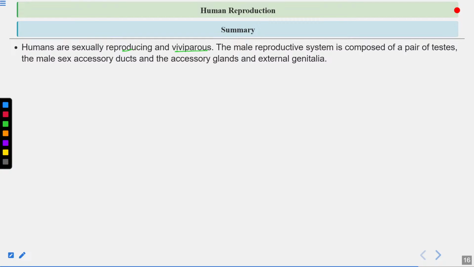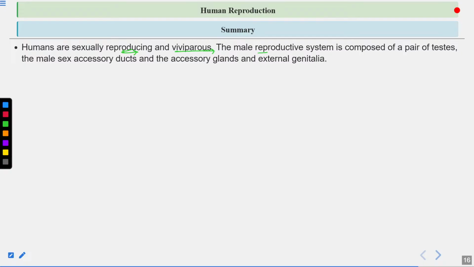Gametes are produced through meiosis. Then fertilization occurs. After fertilization, zygote is formed, and then embryo is formed. And from embryo, entire organism develops. Okay, you should remember the correct sequence of the reproductive events here: gametogenesis, insemination, fertilization, implantation, gestation, and then parturition.